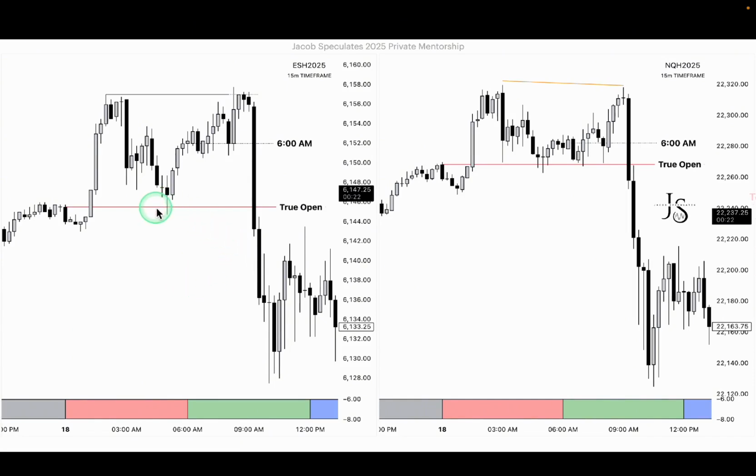Now, if price at 6 a.m. had opened below that true day open and then formed a bullish sequential SMT after our target had been hit, then we could have expected bullishness today. And since we were already trading at that high end of the range, above the true open, and then we formed an SMT that opposed our higher time frame narrative, that caused this retracement.